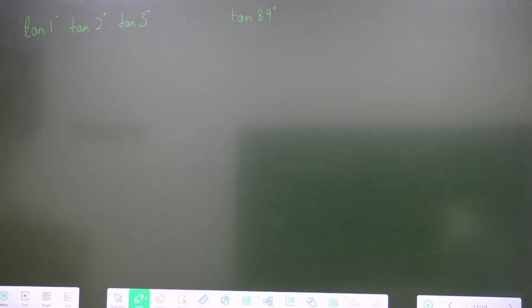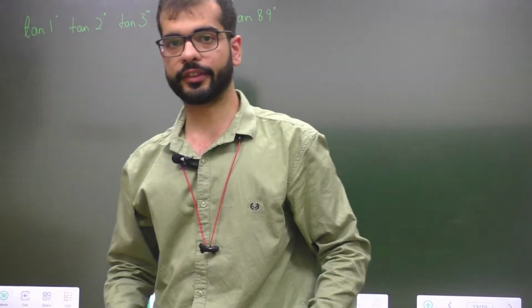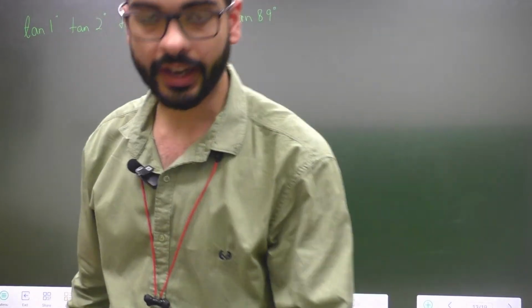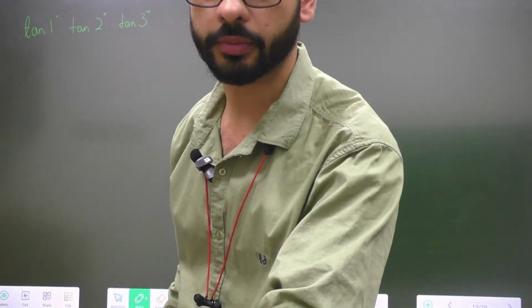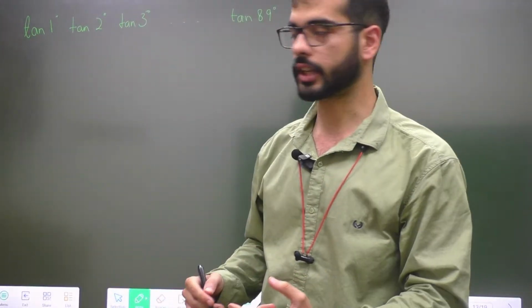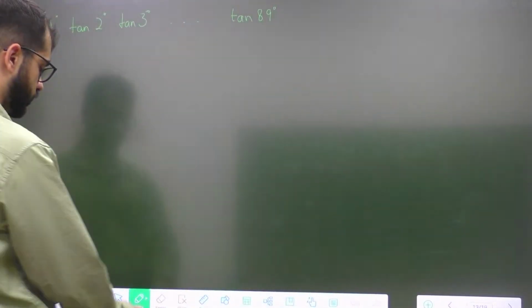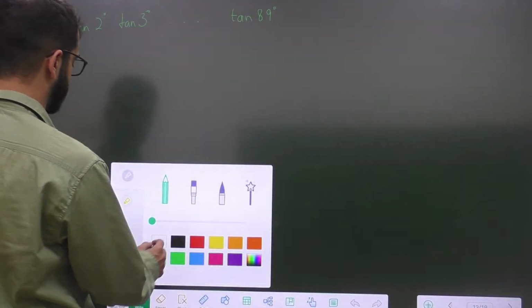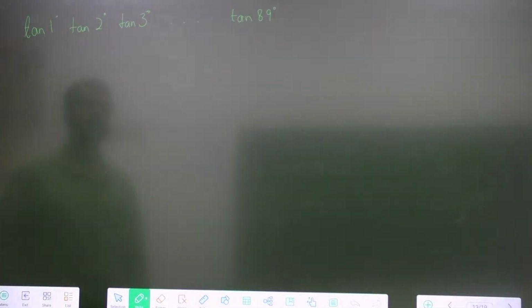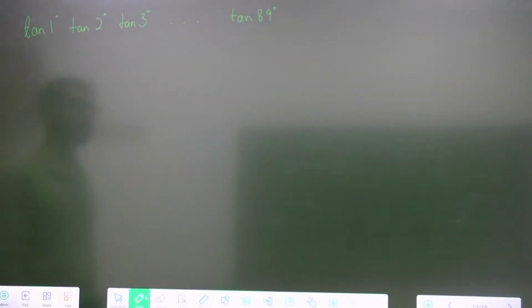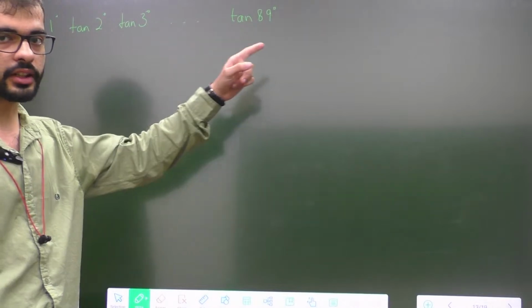Hello. So let's continue from where we left yesterday. We were practicing a few questions and we are going to continue practicing before we move on to the next topic. So the question that we are going to solve today is this: tan 1 degree into tan 2 degrees multiplied with tan 3 degrees and so on up till tan 89 degrees.